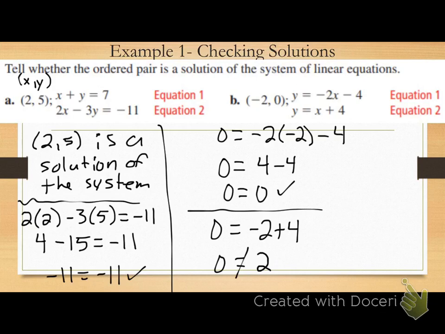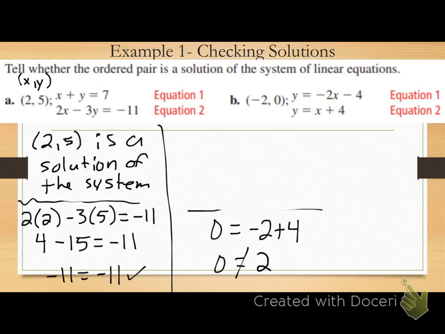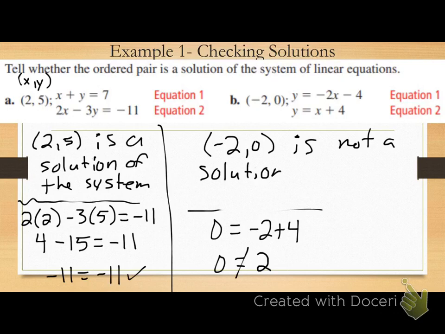So, is my ordered pair a solution of equation 2? No. So since it's not a solution of one of my equations, is it a solution to my system? No. So I'll say (-2, 0) is not a solution of the system.